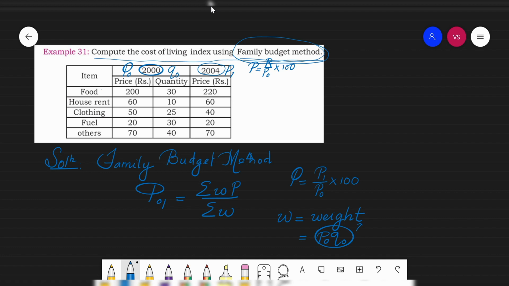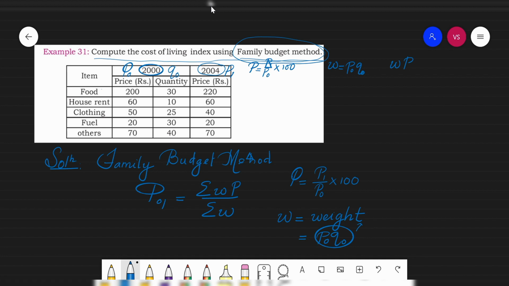The next thing that we need to find out is W, students. As I said, W is P naught into Q naught. This is another value that we need to find out. And the next thing is the product of W and P, students, which is most important for us to apply in the formula. So now let's start first finding out P, students.